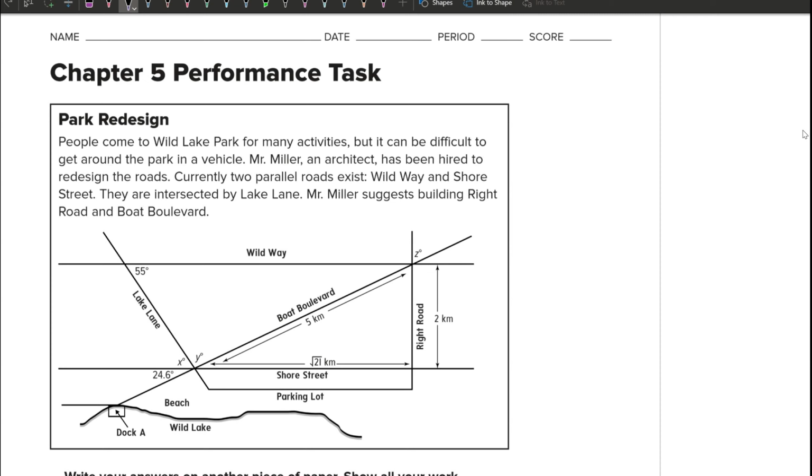In this video, I'm going to walk you through Chapter 5, Performance Task. Keep in mind that Performance Task is a little bit challenging. Make sure you take your time, read the question, make sure you completely understand what's going on there before you jump in and solve the problem.